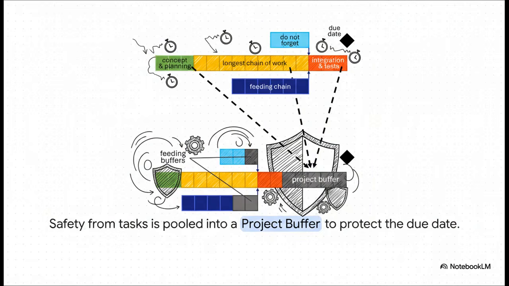Here's exactly how that works visually. We squeeze out all that individual task safety, and we put it all in one place, right at the very end, just before the final due date. That's our project buffer. We also put some smaller feeding buffers on the paths that feed into that main critical line. See the difference? We've stopped trying to protect every single little task and started protecting what actually matters, the entire project's due date. It's a way more intelligent way to handle uncertainty.